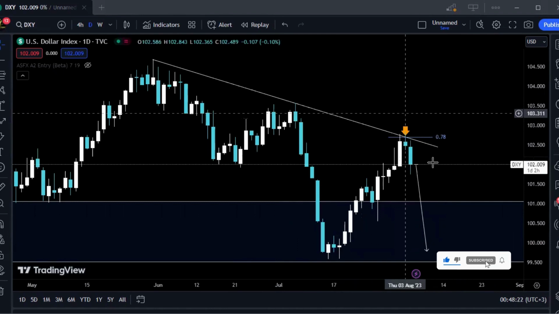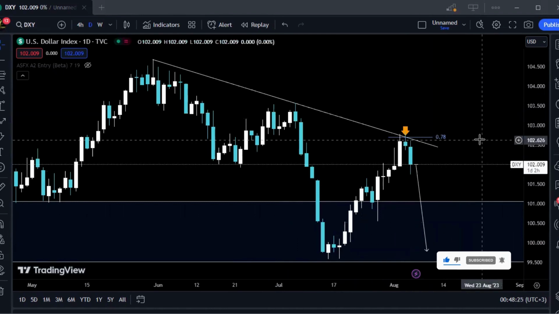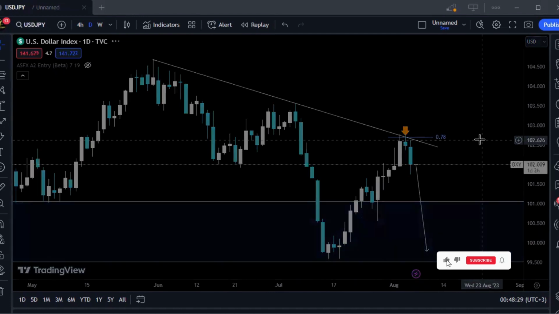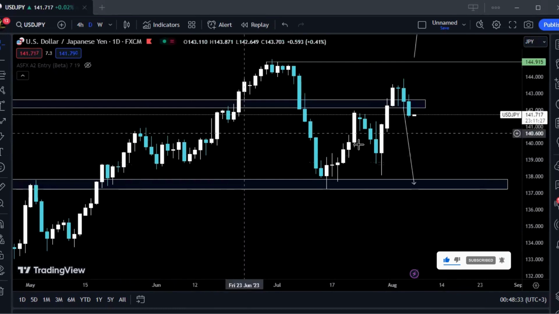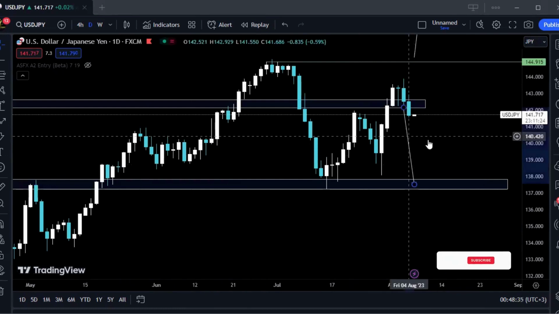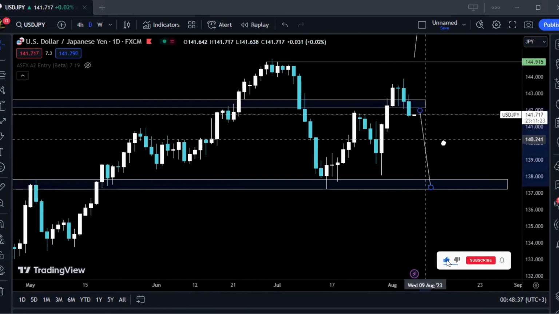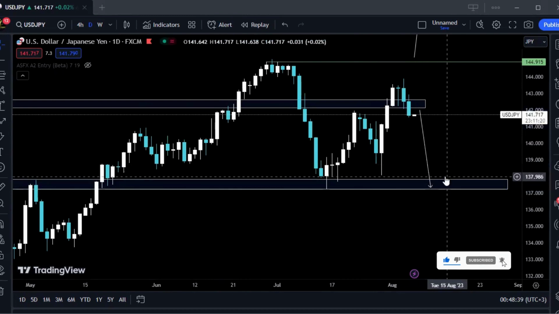So if DXY is going to be pushing lower the coming week, how is that going to be affecting other currency pairs? Obviously, with USDJPY, we're going to anticipate to see prices keep on pushing here, keep on pushing lower until it reaches here. That will be our anticipation for the coming week.